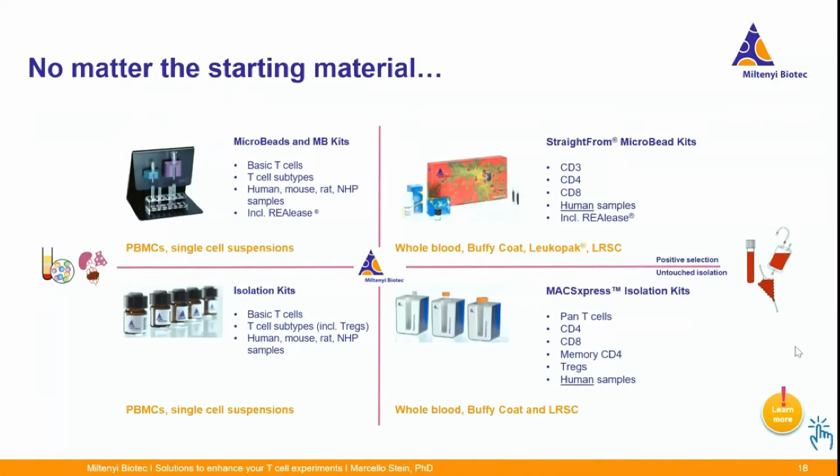As the fourth separation variant, we offer MACS Express isolation kits. Also here, human Tregs, pan-T cells, as well as CD4 and CD8 subsets, and even CD4 memory T cells can be isolated directly from whole blood and blood products without the need for density gradient. This time, however, it is an untouched cell isolation approach. MACS Express is the fastest and most uncomplicated manual cell separation approach.